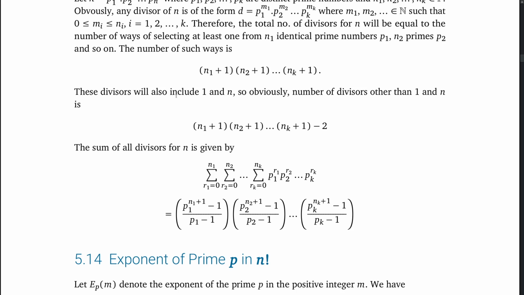This divisor will also include 1 and n, so obviously the number of divisors other than 1 and n is (n1 + 1)(n2 + 1) through (nk + 1) minus 2.